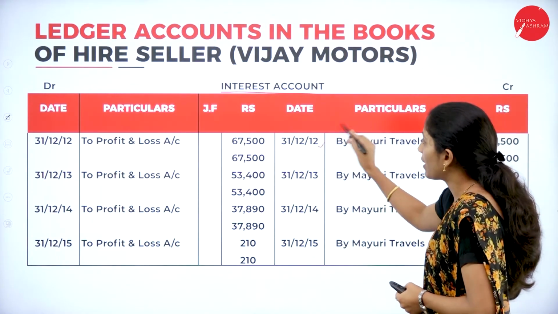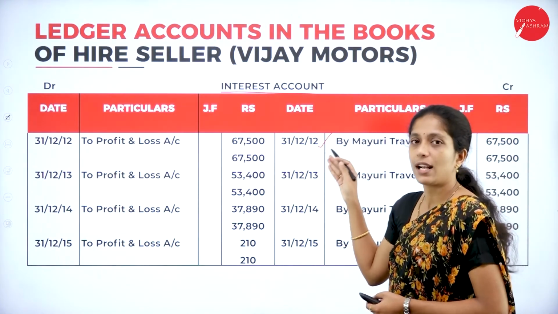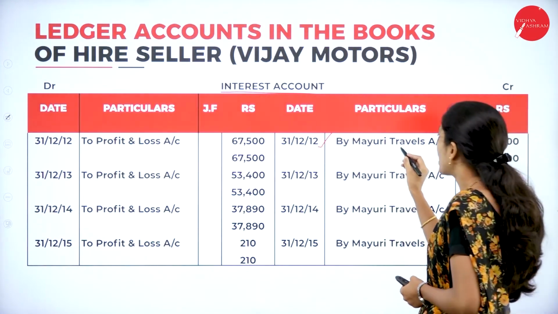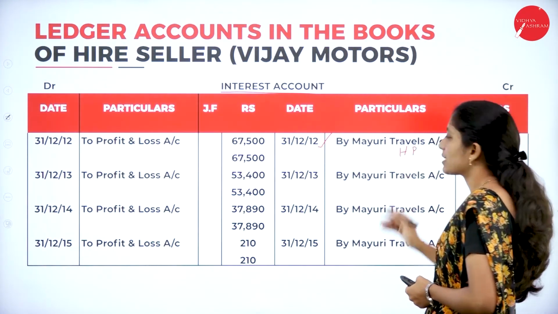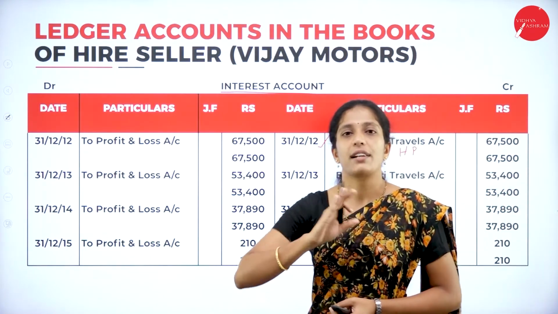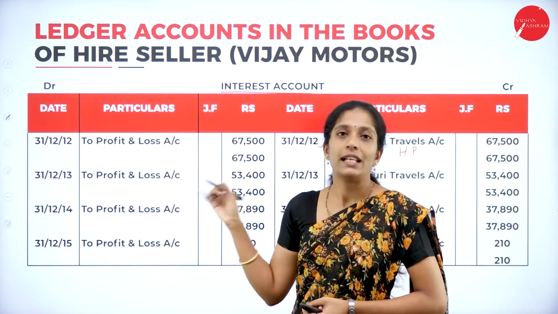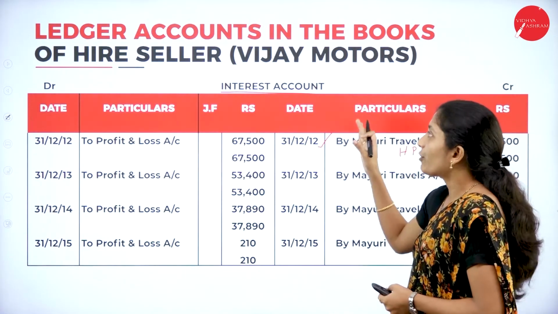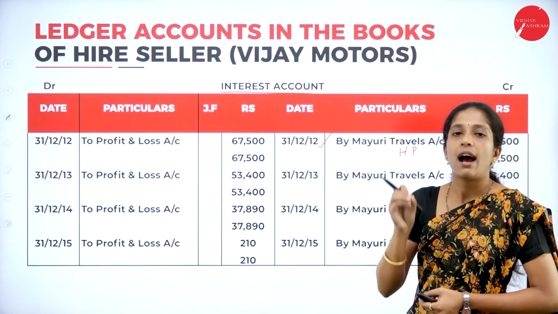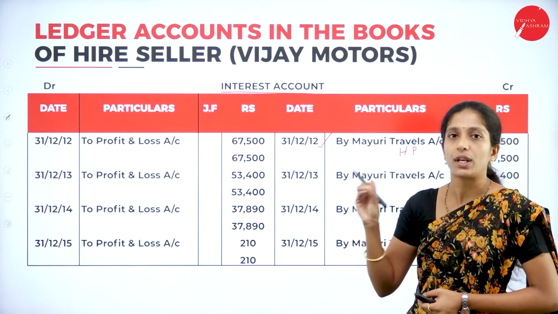That is at the end of the financial year, 31st December 2012, by Mayuri Travels account. So who is Mayuri Travels? Hire purchaser. So my dear students, if you know the journal entry, it's enough. You can directly record the entries in your ledger accounts. So here for interest due, we are going to record the entry, right? So what is the entry? Hire purchaser account debit to interest account.